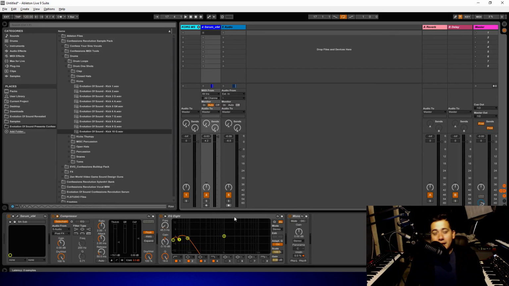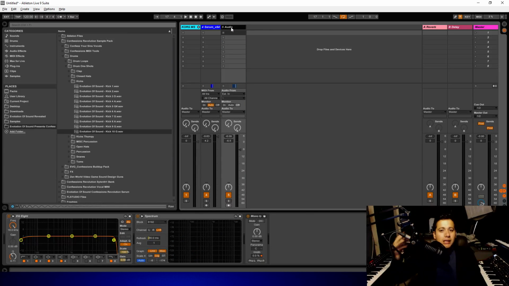So pretty much now, guys, the next thing is to make sure that your sub and your kick are in mono. That's very important, and it should be one of the first things that you do. And if you're utilizing a good preset and a good sample, then they should both be set in mono by the companies that you use them, Evolution of Sound. So pretty much that's going to be it for that.